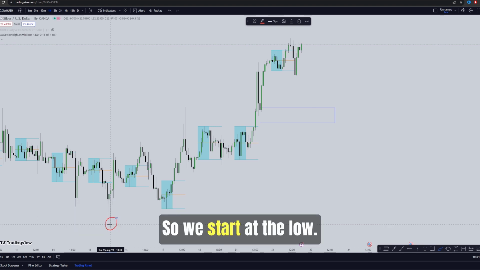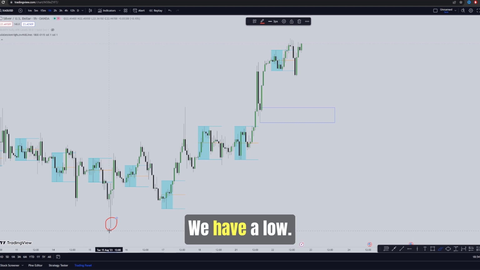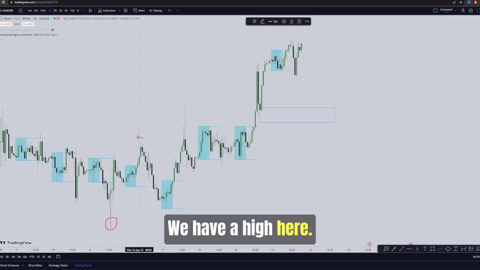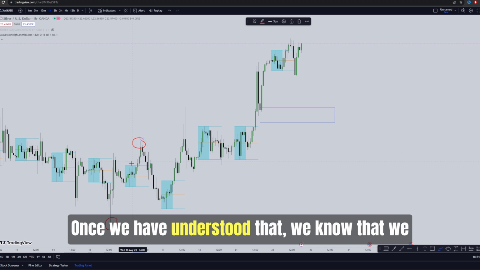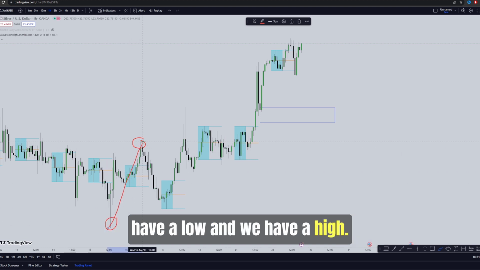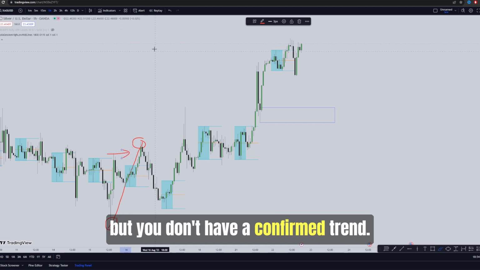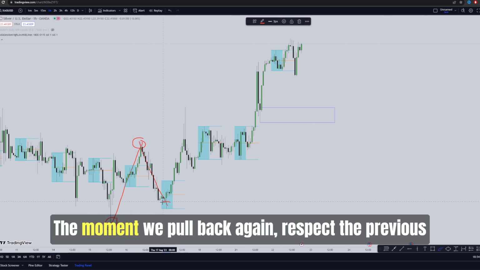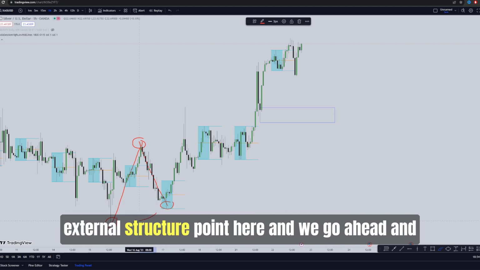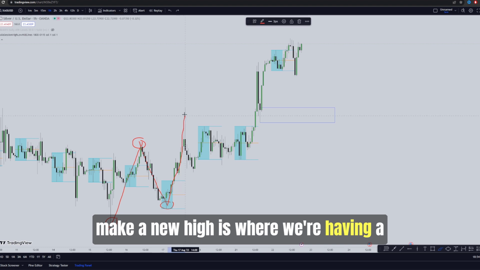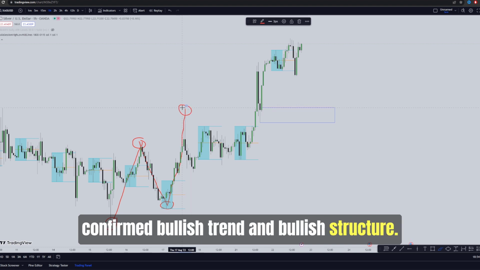So we start at the low. We have a low, we have a high here. Once we have understood that, we know that we have a low and we have a high. We don't have a trend yet. Yes, you have a potential shift here, but you don't have a confirmed trend. The moment we pull back, again, respect the previous external structure point here, and we go ahead and make a new high, is where we're having a confirmed bullish trend and bullish structure.